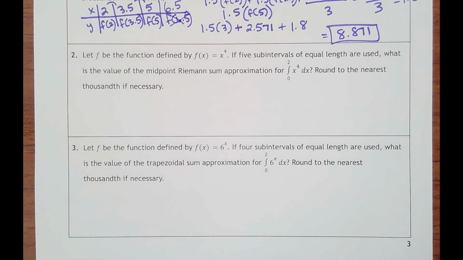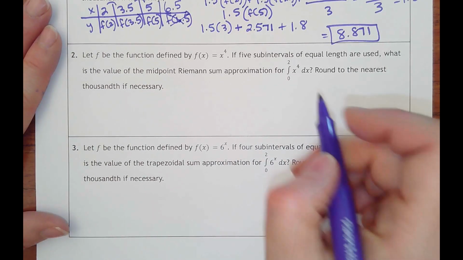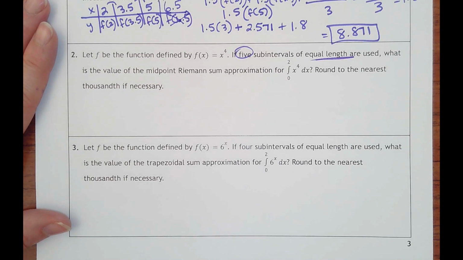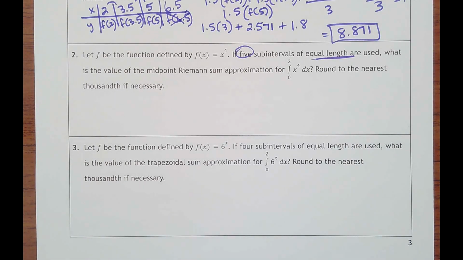All right, number 2. F is a new function. It's x to the 4th power. 5 subintervals of equal length are used. What is the value of the midpoint Riemann sum? We're going from 0 to 2.